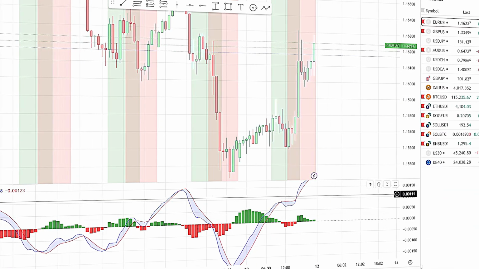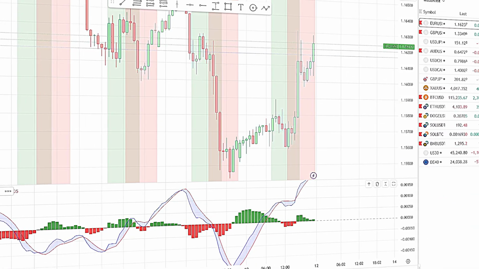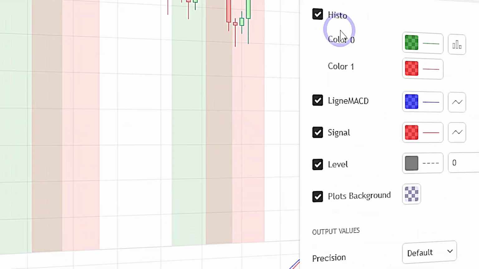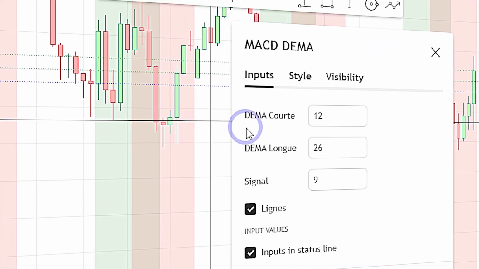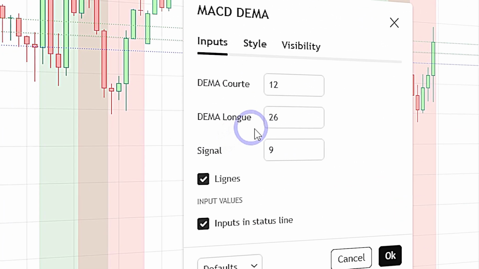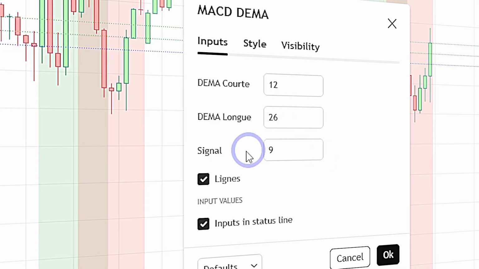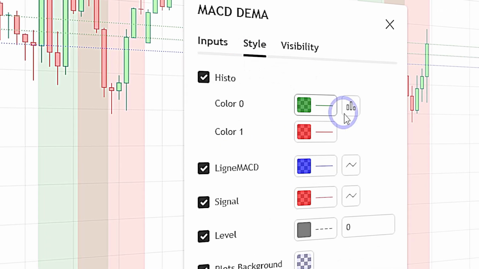And now this is a common DMA MACD indicator. If you come here to settings and click on it, you're going to see the inputs: DMA short is 12, DMA long is 26, and signal is 9. And then if you go to style, just leave everything default. I use them default, and that is where the magic will come.